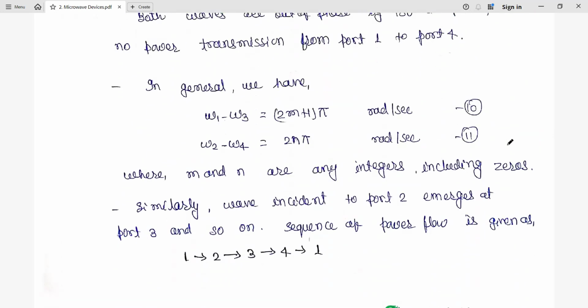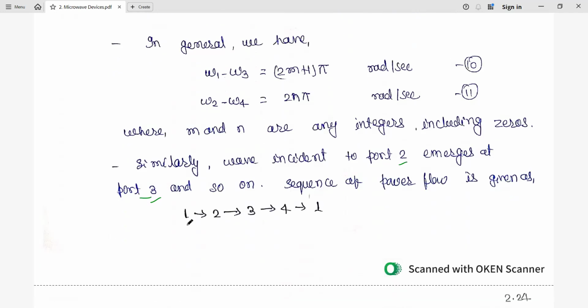So now in general, this expression can be written as omega 1 minus omega 3, that is, (2m plus 1) times pi radian per second. And omega 2 minus omega 4 is what? 2n pi radian per second. So what are the m and n values? They can be any integer, even 0 also. So in the same way, we can say that an incident wave from port 2 is not going to emerge at port 4, it will emerge from 2 to 3 only. Again 3 to 4. So that is the sequence in the case of 4 port circulators: 1 to 2, 2 to 3, 3 to 4, 4 to 1.